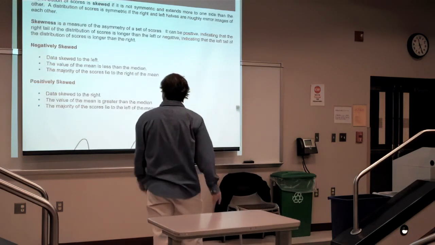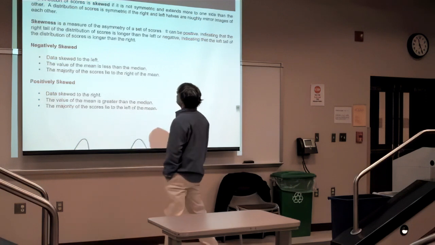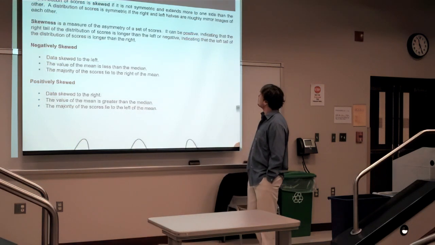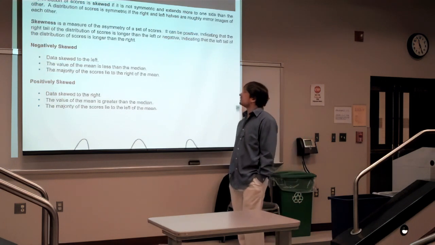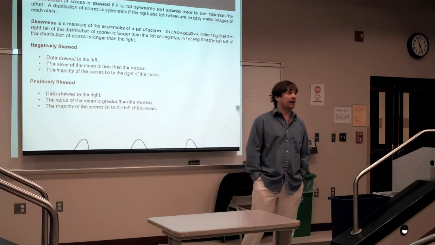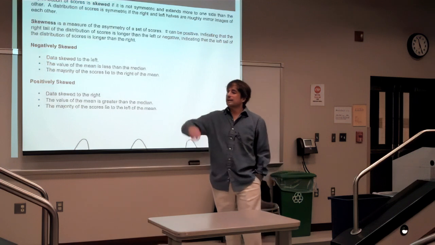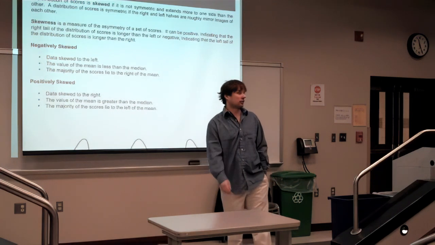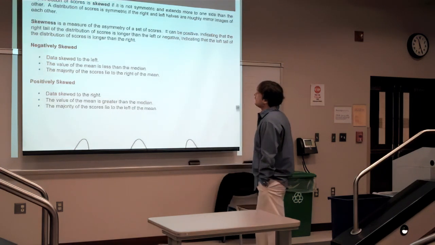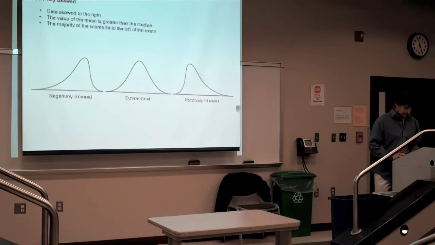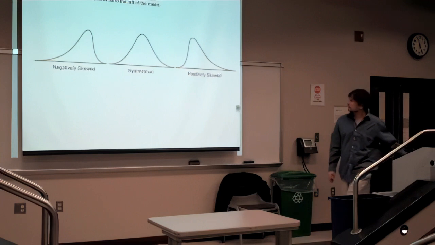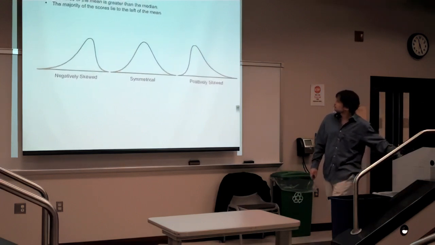All right. Skewness is the measure of asymmetry of a set of scores. It can be positive, indicating that the right tail of the distribution of scores is longer than the left, or it could be negative, indicating that the left tail is longer than the right. So let's specifically look at a couple pictures of this first, and then we'll come back. So these are examples of what I'm talking about.